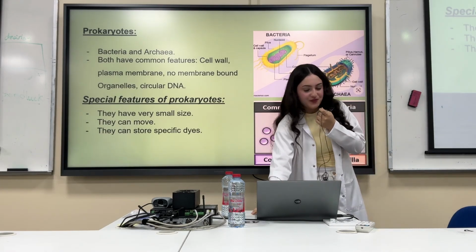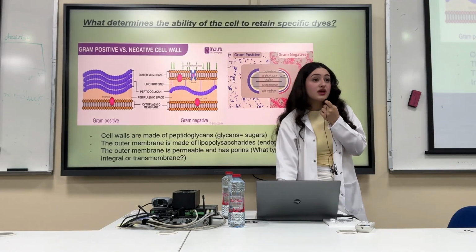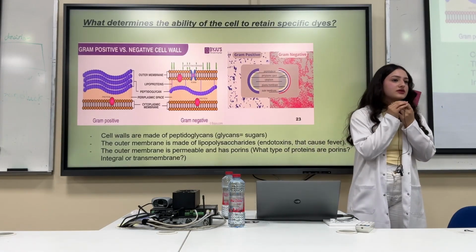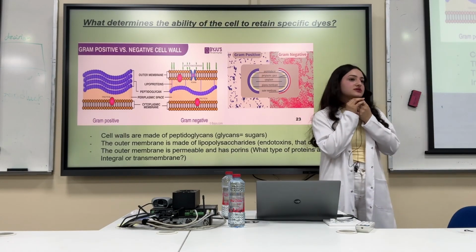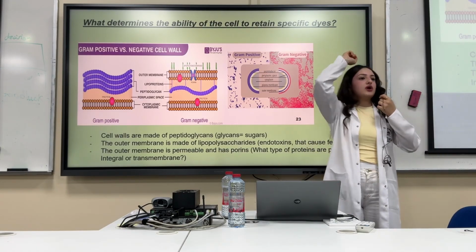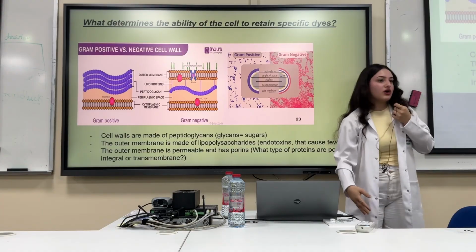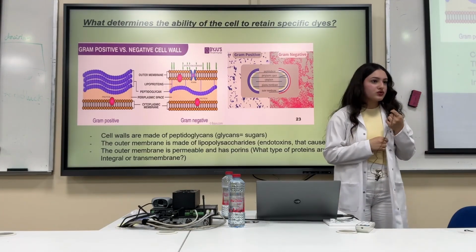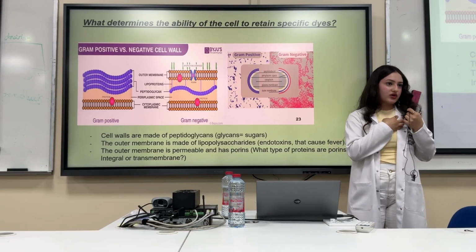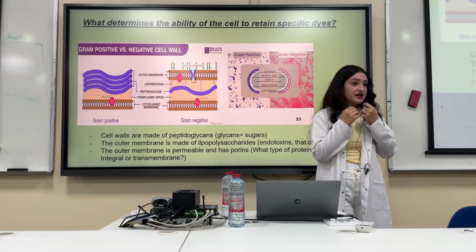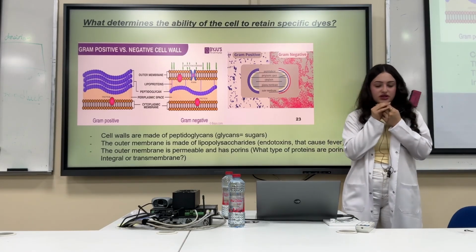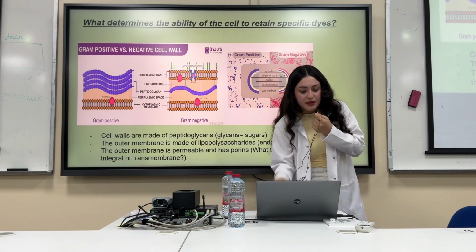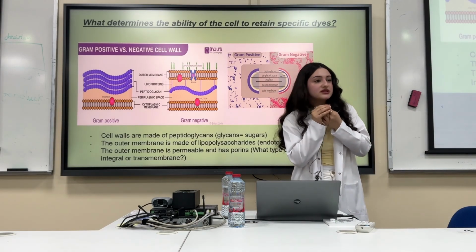Well, what do you mean by retain? Retain the dye. Do you know waterproof clothes? You know how if I spill water on waterproof clothes, it's just going to fall off? But if it's on a normal cloth, what's going to happen? It's going to absorb that water. The bacteria is the same. They can retain this dye, and they will not let it fall through. Understood? Clear? Okay. What determines the ability of the cell to retain specific dyes?